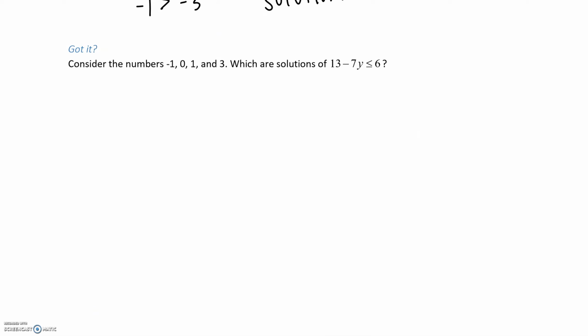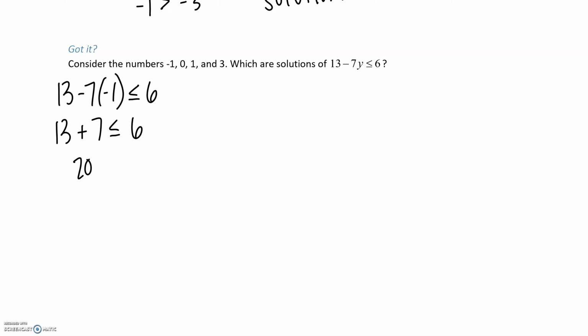You should have four different answers here. So we have -13 minus 7 times -1 is less than or equal to 6. So we got 13 plus 7 is less than or equal to 6. 20 is less than or equal to 6. 20 is not less than or equal to 6, so that doesn't work.